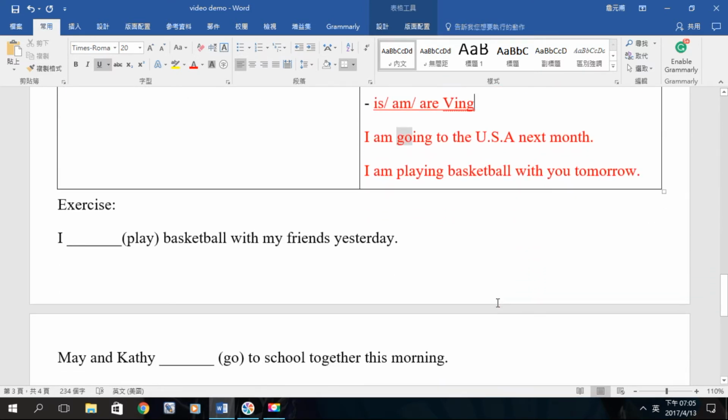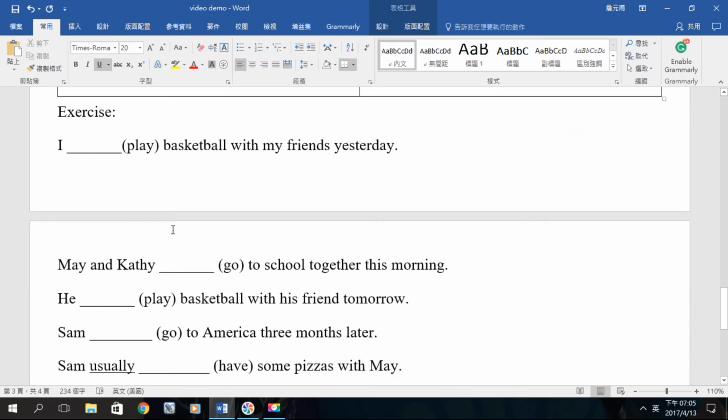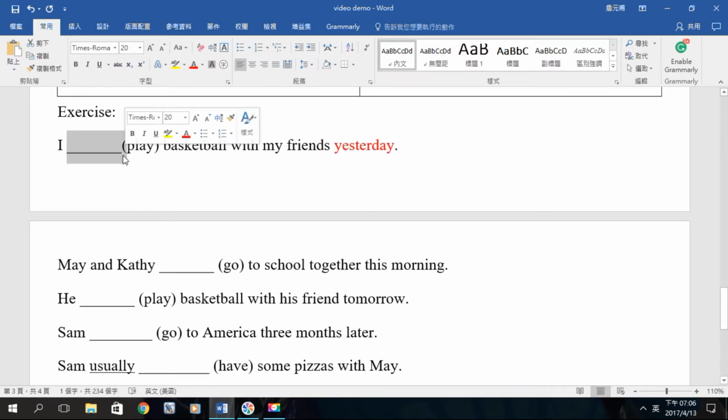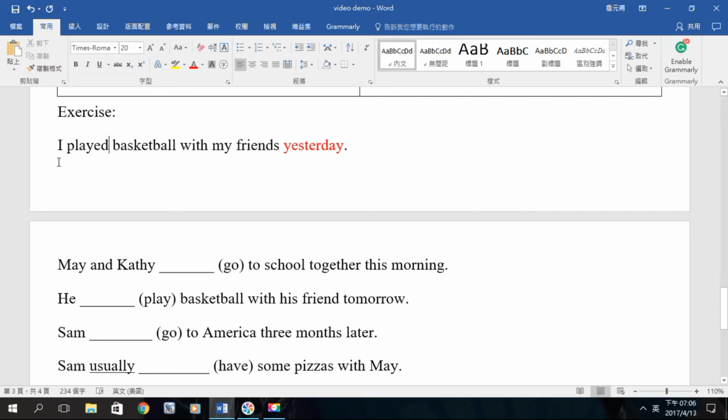So let's take a look at some of the exercises. Exercise number 1. I basketball with my friends yesterday. Again, take a look at the time marker. Yesterday, past tense. Play is a regular verb, so the past tense of play is played. So I played basketball with my friends yesterday. Again, if I change the time marker from yesterday to its opposite, tomorrow, then I will say I will play basketball with my friends tomorrow. If I have no plan, if I have a plan, I am going to play basketball with my friends tomorrow. If I'm absolutely certain about that, I'm playing basketball with my friends tomorrow.